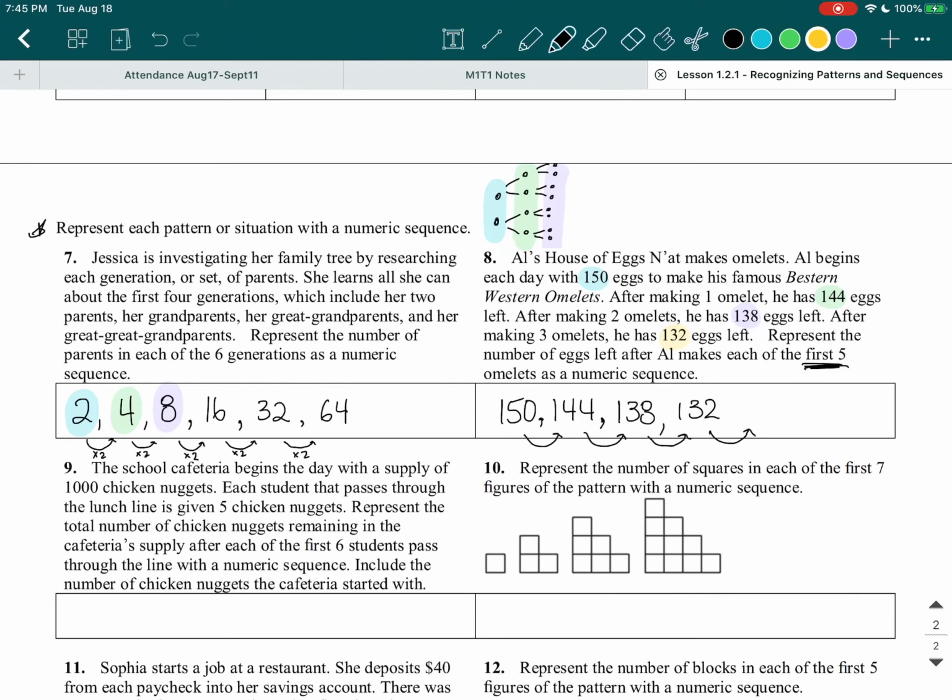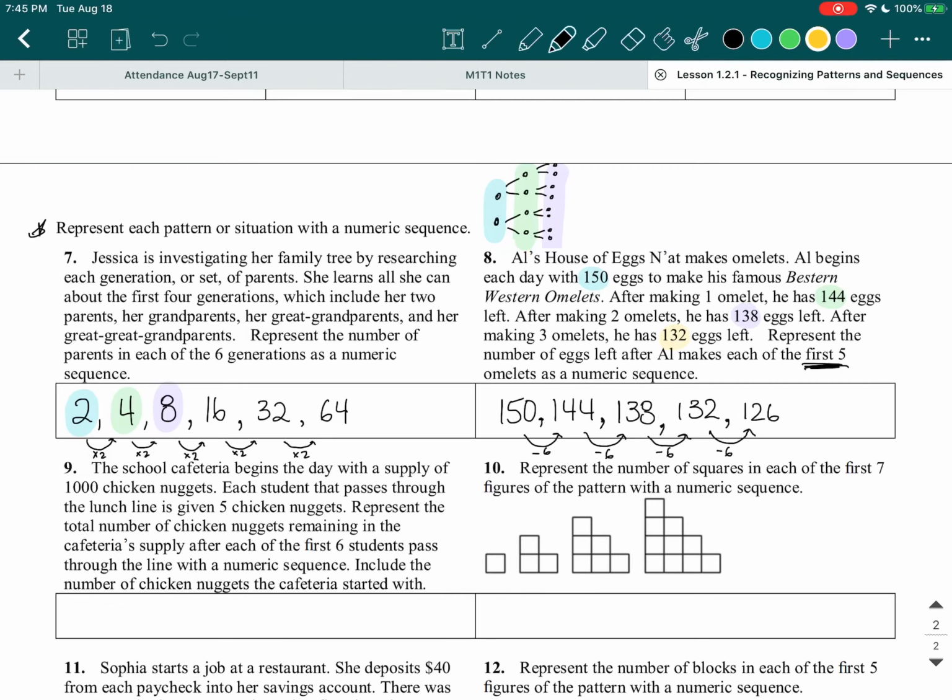All right, video unpaused. Hopefully you guys found the pattern. And that pattern was that every single time we're subtracting 6. So it looks like he uses 6 eggs to make an omelet. So 132 minus 6 will give us our final number of 126. Let me put a comma there. Okay, so now that we've listed 5 numbers, we did it. We listed the first 5 numbers as a numeric sequence.